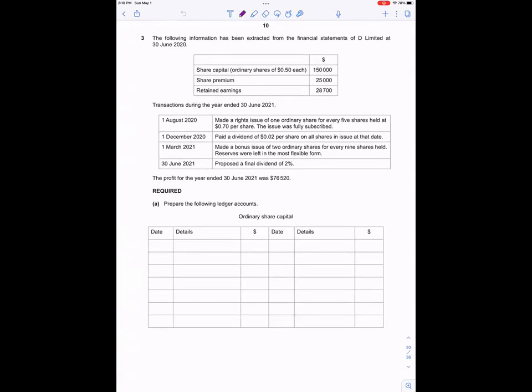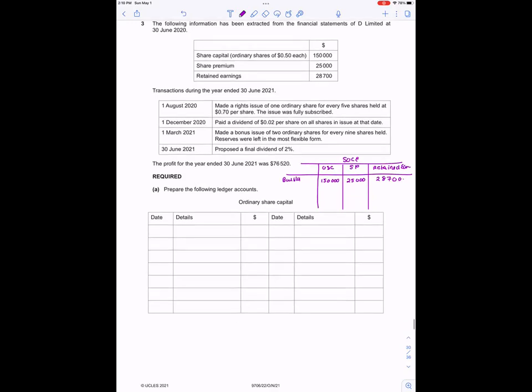Just for my reference, I will also make the statement of changes in equity. So this is ordinary share capital. This is share premium. And this is retained earnings. Are you all with me? Okay. Ordinary share capital is how much? 150,000. Share premium is 25,000. Retained earnings is 28,700. You all can do it along with me.